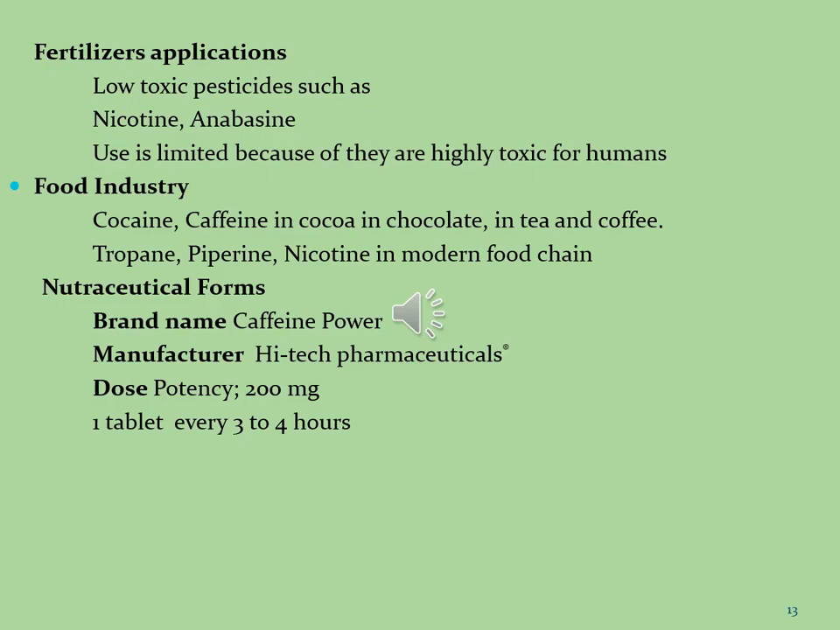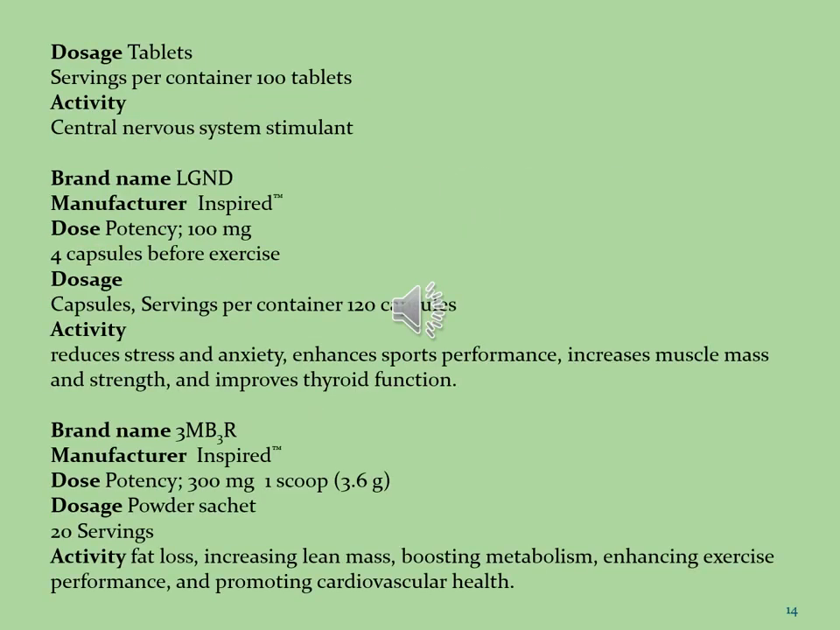Now we will discuss the nutraceutical forms, meaning which kinds of phytoconstituents and crude herbs are commercialized into different brands in the pharmaceutical sector. The name of this brand is Caffeine Power. It is manufactured by High-Tech Pharmaceuticals. The dose which we can take is 200 milligrams, and one tablet can be used every 3 to 4 hours. This brand is formulated in tablet dosage form, with 100 tablets serving per container. It is used to stimulate the central nervous system.